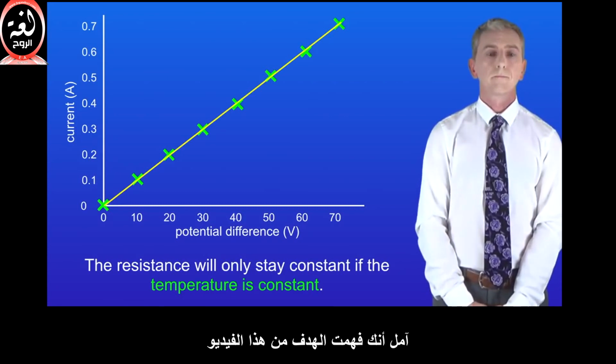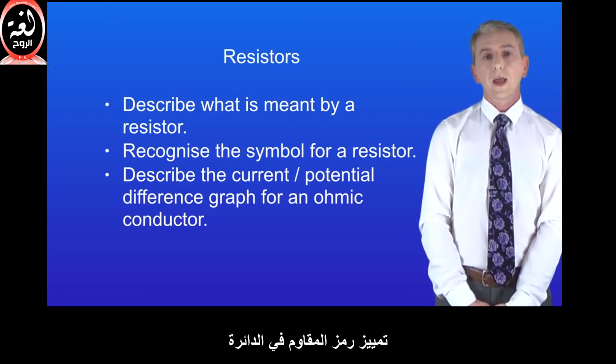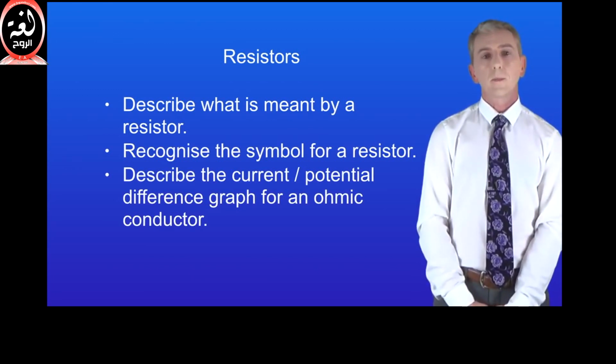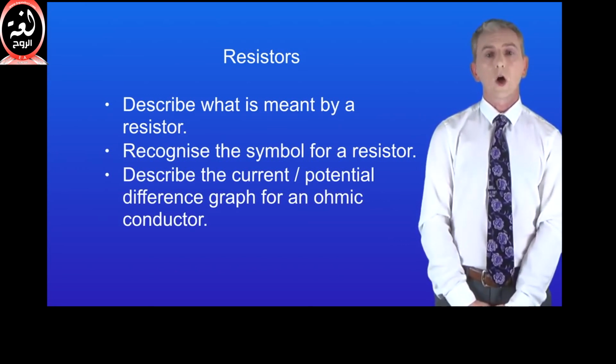Okay, so hopefully now you should be able to describe what's meant by a resistor. You should then be able to recognize the symbol for a resistor. And finally, you should be able to describe the current potential difference graph for an ohmic conductor.